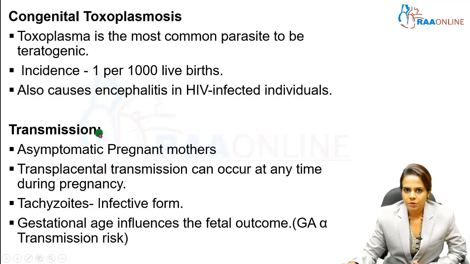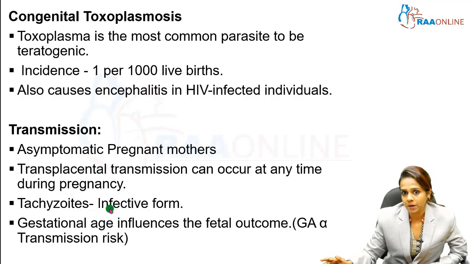And regarding transmission, in pregnancy most of the pregnant mothers are asymptomatic, but still the transplacental transmission can occur at any time during pregnancy. The pregnant mother may be asymptomatic, but still she can transmit the infection to the fetus. The tachyzoites, the infective, actively multiplying form, are found in peripheral blood, and this is the infective form that infects the fetus during pregnancy.